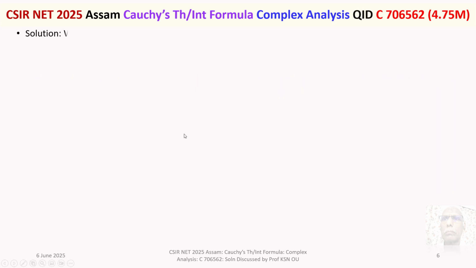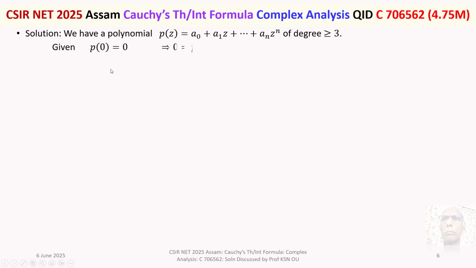Let's now discuss the solution of the problem in detail. We have a polynomial P of Z is equal to A0 plus A1Z plus etc. plus AN Z power N of degree greater than or equal to 3. Given P of 0 is equal to 0, this implies 0 is equal to P of 0, and in P of Z, put Z is equal to 0, you will get A0. Thus, we get A0 is equal to 0.